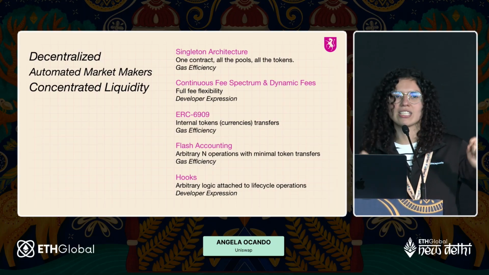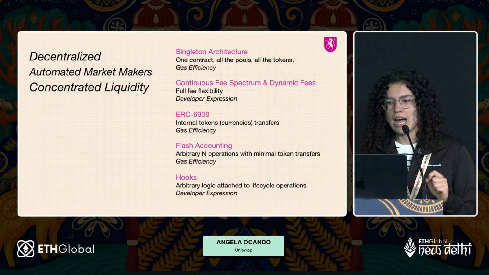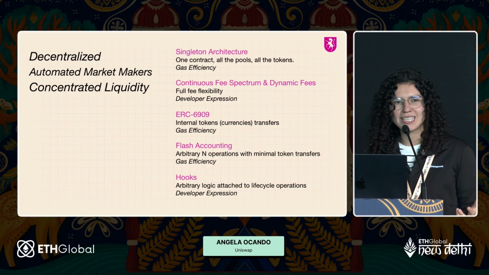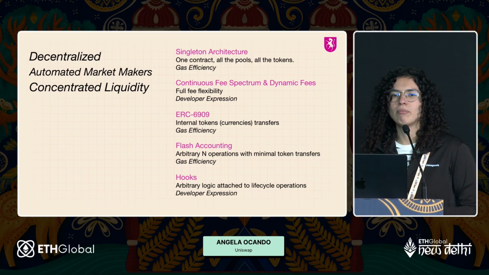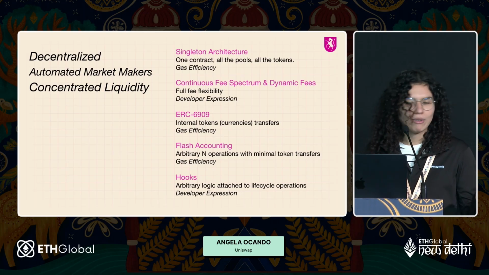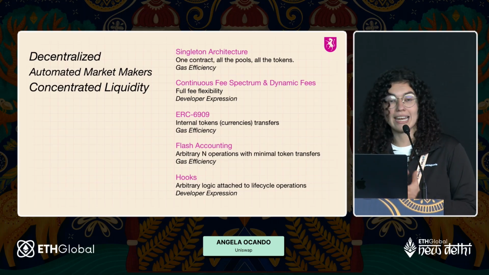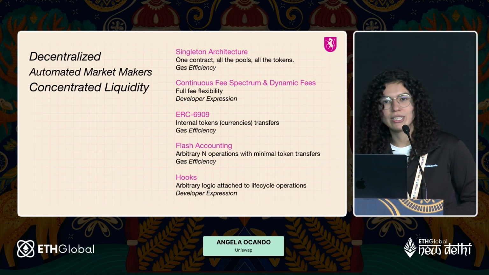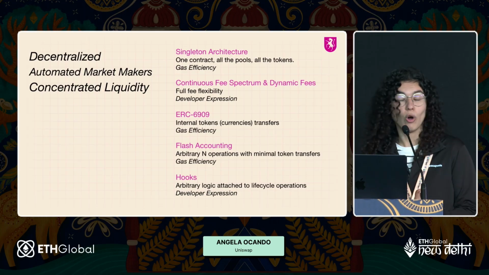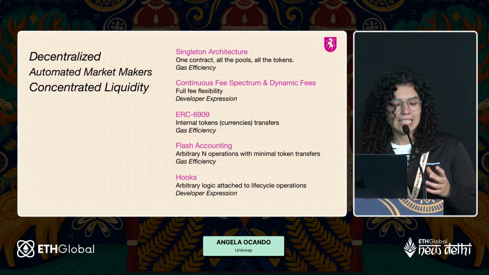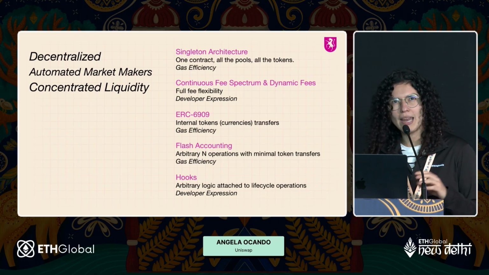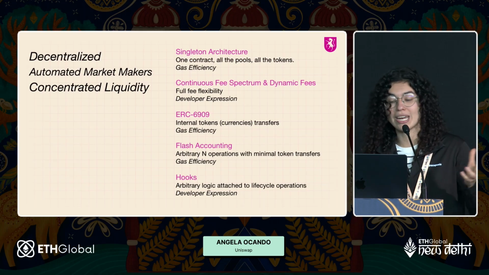Any of the transactions and everything happens in one contract, all the pools, all the tokens. That's for gas efficiency on one side, but also in the end, you can build a better experience for your users. We also added other features such as ERC6909 and flash accounting, from internal tokens to arbitrary operations. As everything is happening in the same contract, you can build a seamless trading experience.